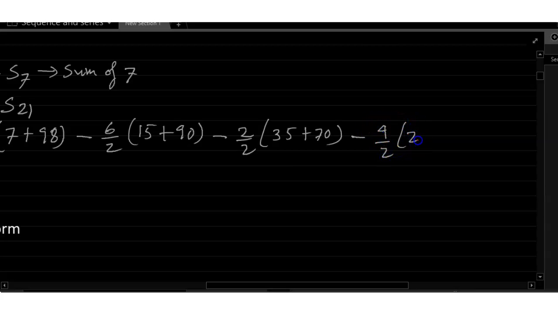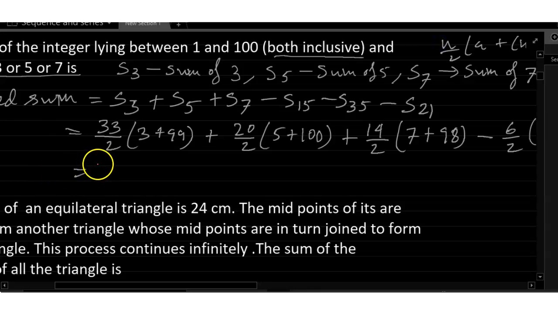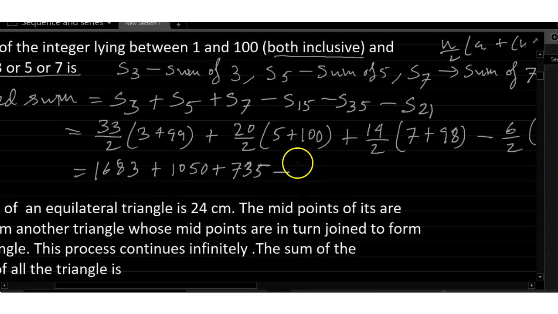Minus 4 by 2, 21, 54. So friends, this is my total addition, and you should use the summation formula, that is n by 2 [2a + (n minus 1)d]. So this value will be 83 plus 1050 plus 735 plus minus 315 minus 105 minus 20 equals 2838.